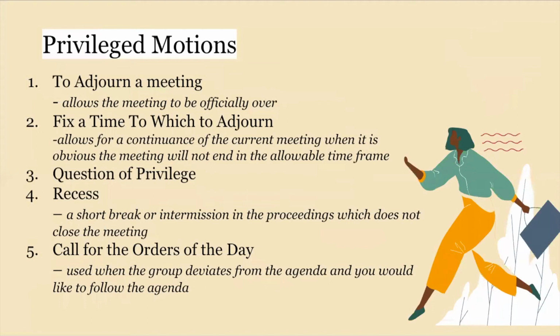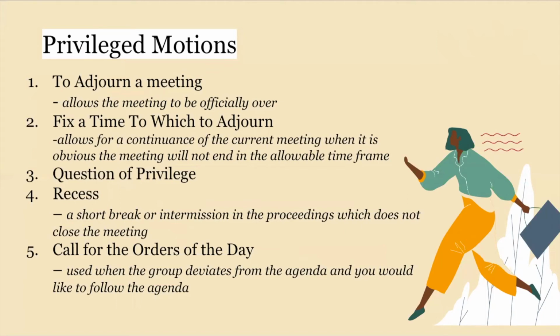So some different types of privilege motions are to adjourn a meeting. That is when we say the meeting is going to be officially over. So you would say, Chairwoman Allen, I move that this meeting be adjourned at 8 p.m. Then she'll call for seconds. Once someone seconds the motion, then the meeting can be adjourned.